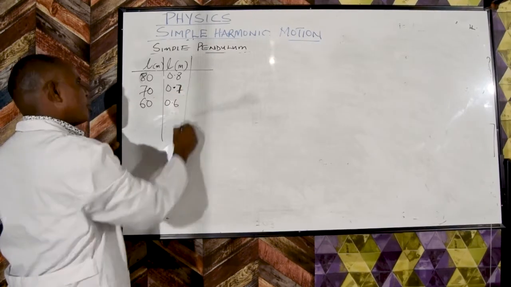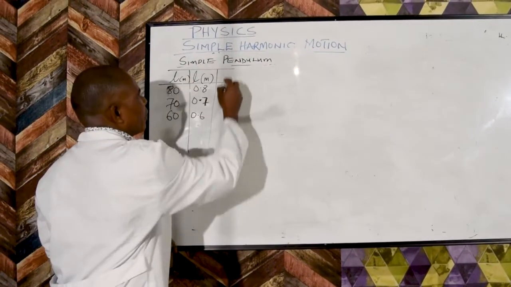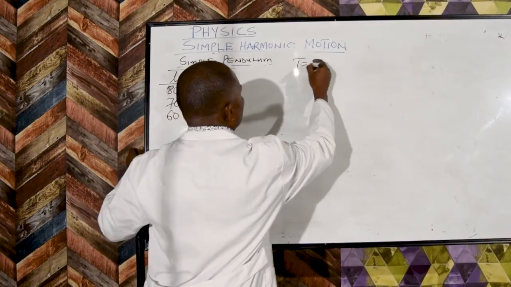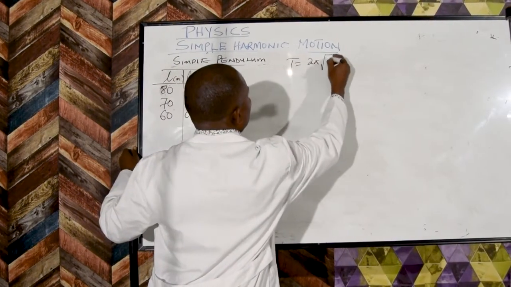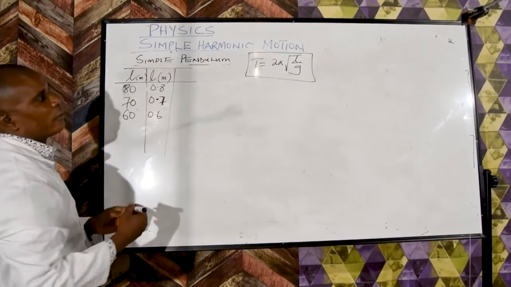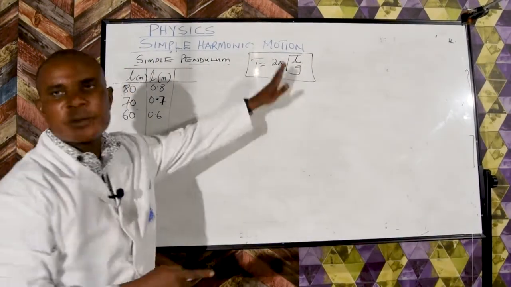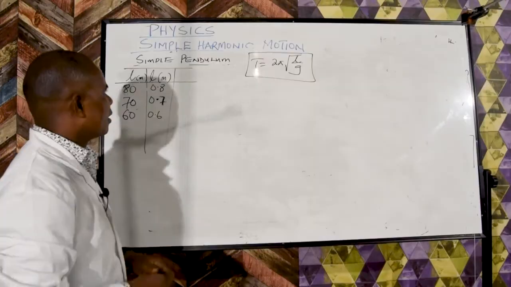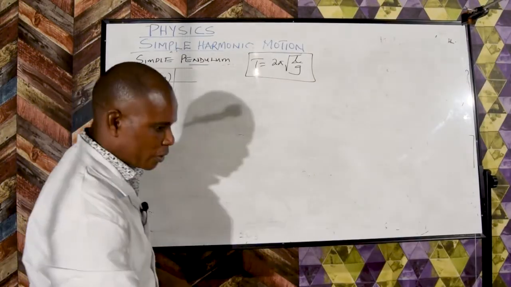So here in meters. Now, remember the period is given by 2 pi root of length over g. That's what I'm trying to investigate: whether the period of oscillation of the simple pendulum is directly proportional to the square root of the length. We want to try that. So now let's go to the experiment.